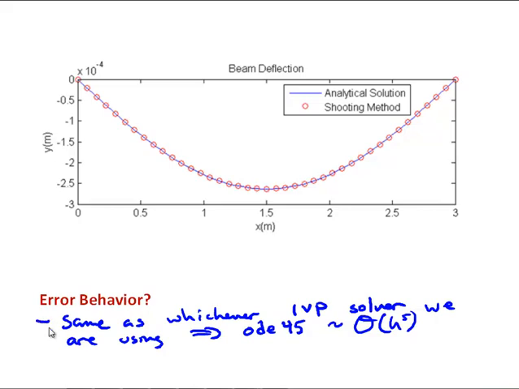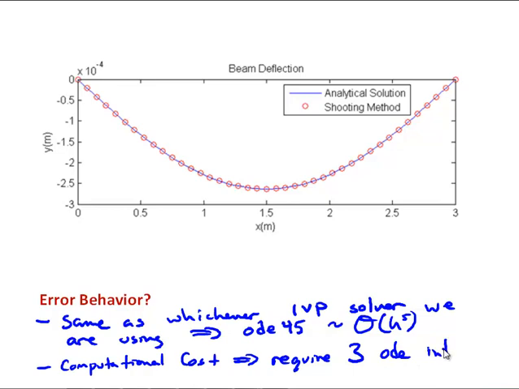Another note on computational cost, it's a little higher because we require three integrations for a single solution. So it does cost three times as much as a single initial value problem integration. And that's just something to be aware of. And we'll look at a nonlinear shooting method in the next video.